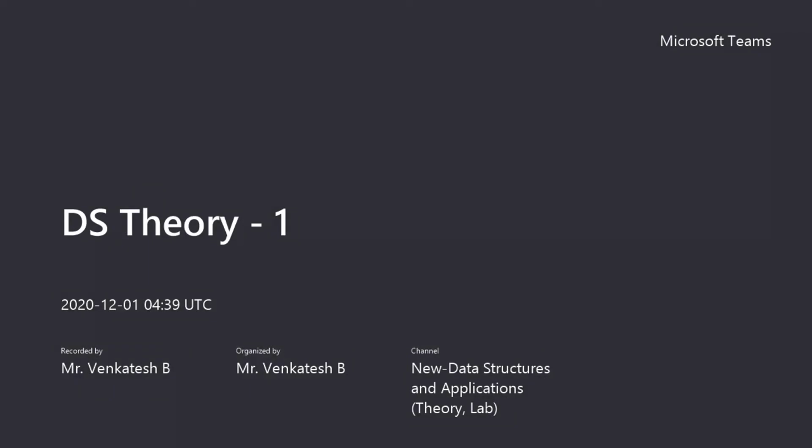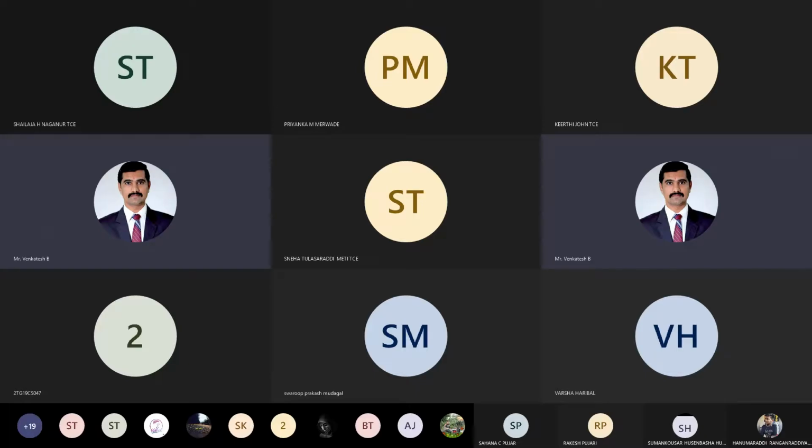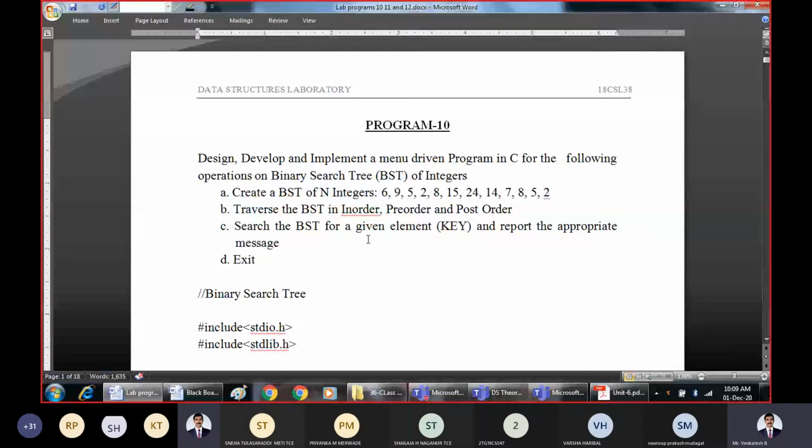About the 10th lab program. The 10th lab program is about design, develop and implement a menu-driven program in C for the following operations on BST. The first task is to create a BST of n integers. They have specified a set of numbers, but not only for these numbers, the program should work for all other numbers also.